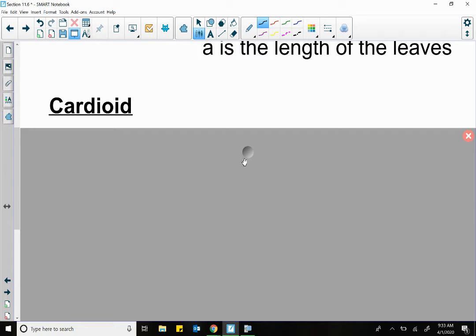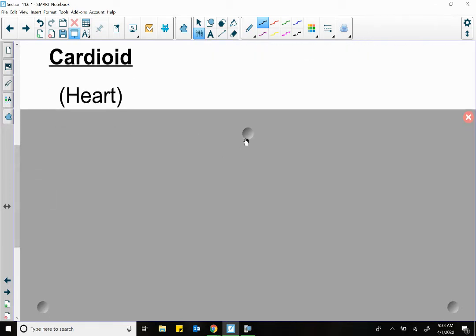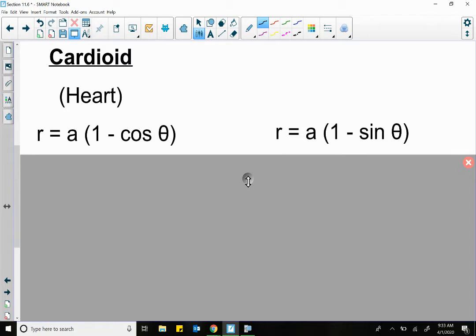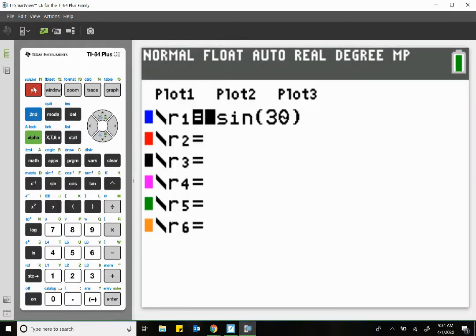cardioid, which in other words means heart, as in cardiovascular. Okay. So here's what the heart equation looks like. a parenthesis 1 minus cosine theta parenthesis, or you could actually take this a and distribute it through. And the same thing over here, a parenthesis 1 minus sine theta. Or again, like I said, you could distribute it through. Okay. So let's go up there and I'll show you what a heart looks like with both of these versions.